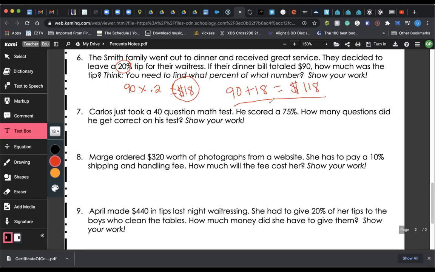Just a reminder, this was not the question. The question was just to find the tip, but just so you know. All right, number 7 says Carlos just took a 40-question math test. He scored a 75%. How many questions did he get correct on his test?